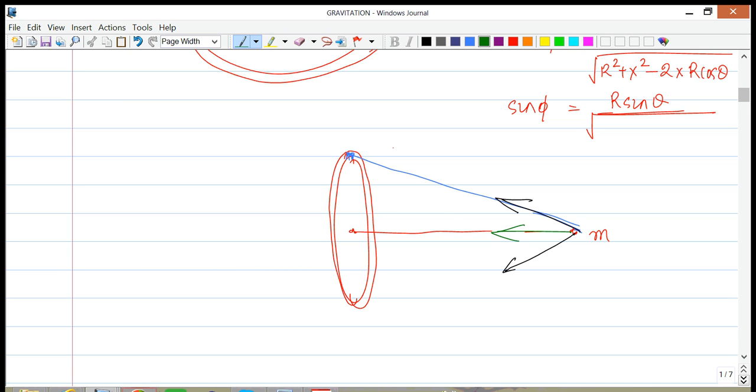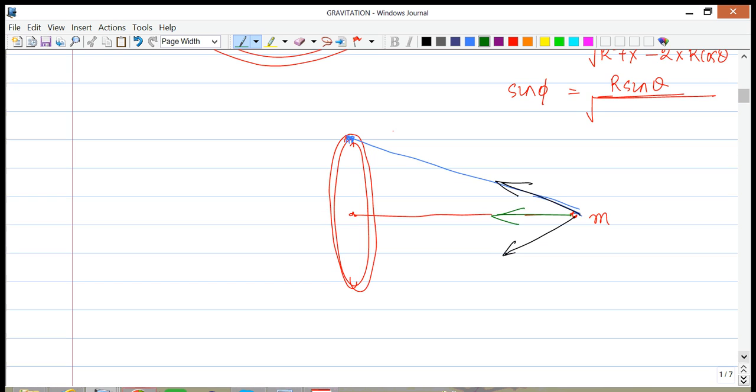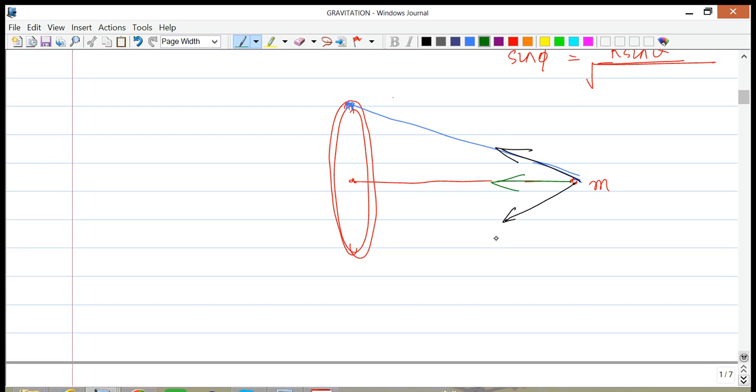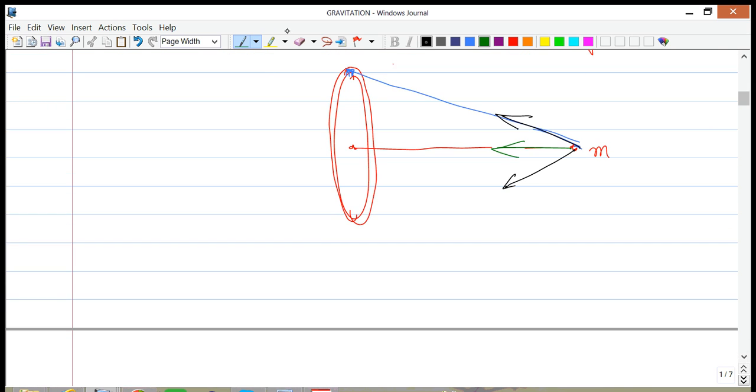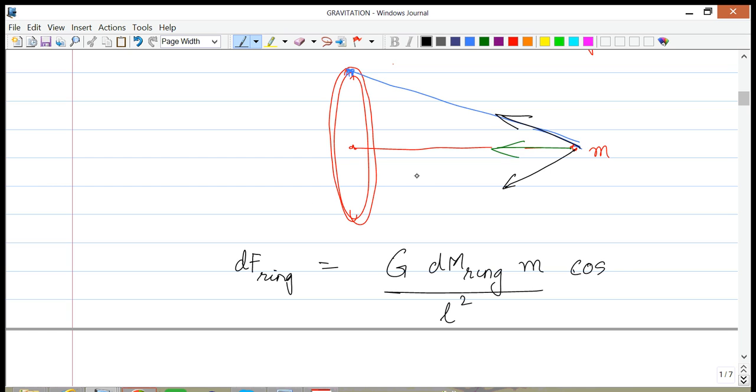So this is the only force that we need to worry about. Okay, so having said all this, what we know is that we can write down the equation for the force. Let's just call this dF due to the ring, which is going to be equal to capital G times dm of the ring multiplied by m, divided by L square. Okay, and the only force part that contributes is the cosine term of the force.